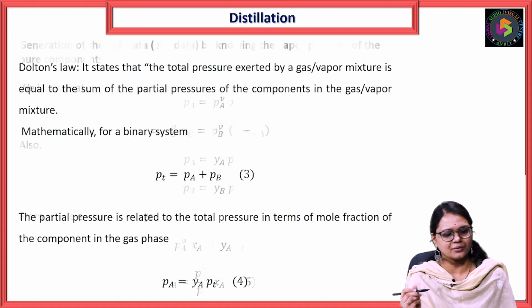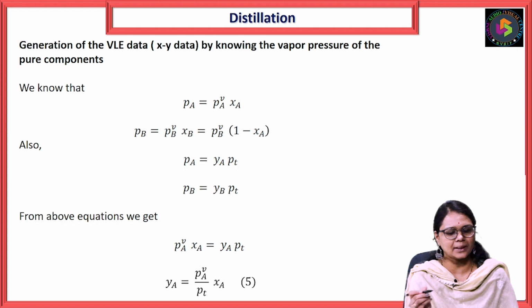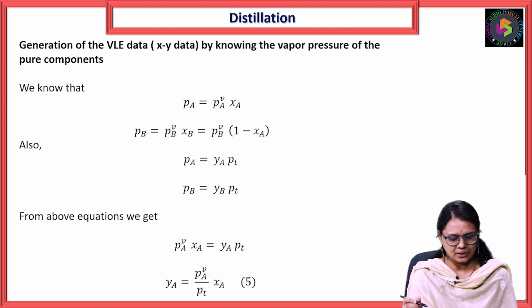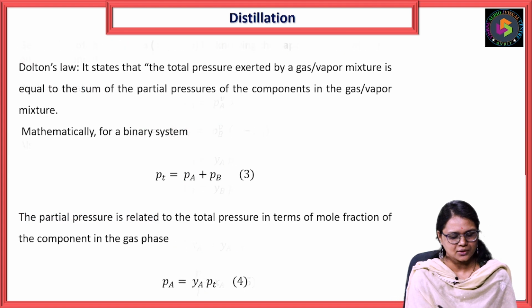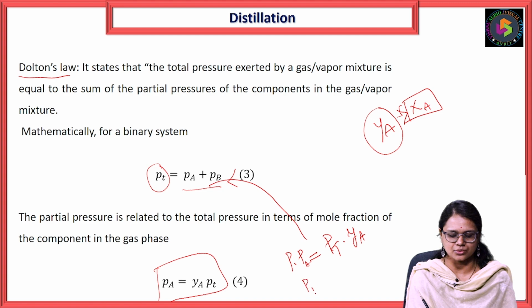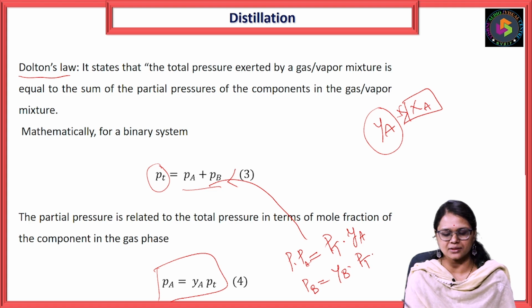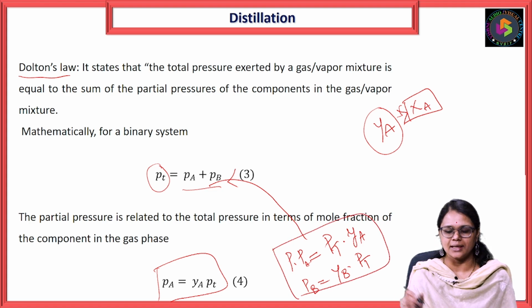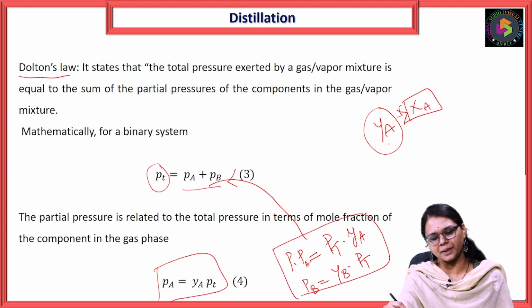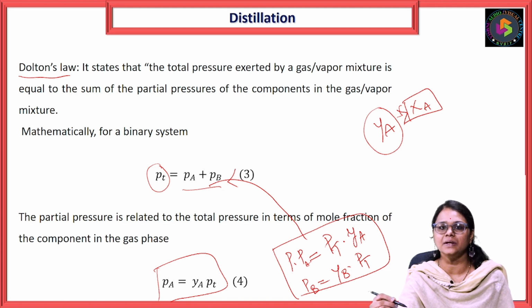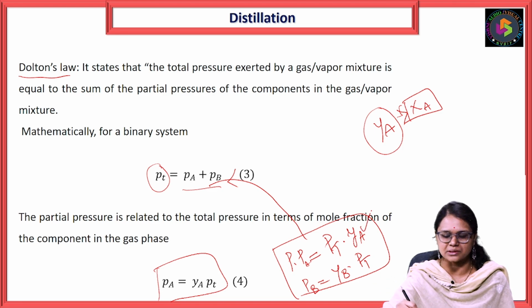Okay. So if I wanted to write it for the component B, I can write it here itself. So PB will be equal to YB into PT. PT is the total pressure. So these are the two formulas which you can use. If you know the total pressure and the mole fraction of the components in a vapor state, then you can use this.